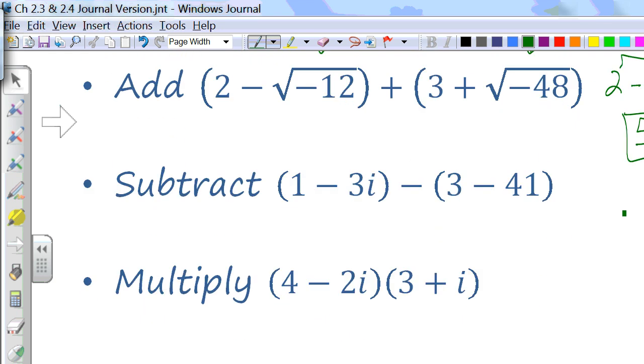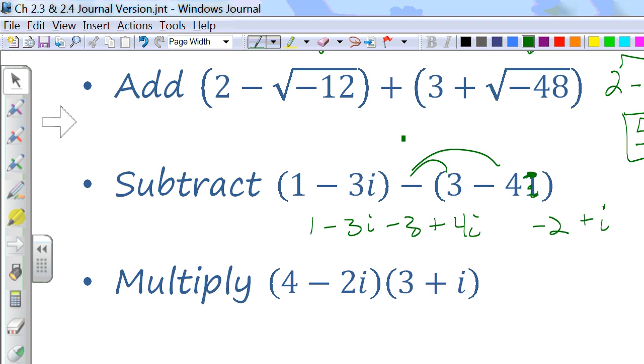All right, let's look at the next one. Subtract. Now remember, I'm going to have to distribute this negative. So this becomes 1 minus 3i minus 3 plus 4, I'm sorry, that's supposed to be an i. Okay, 4i. So I have 1 minus 3 is minus 2. Negative 3 and 4 gives me 1 positive i. Now notice they're always written as the real number and then plus or minus the imaginary part. So that's the order they must be in.